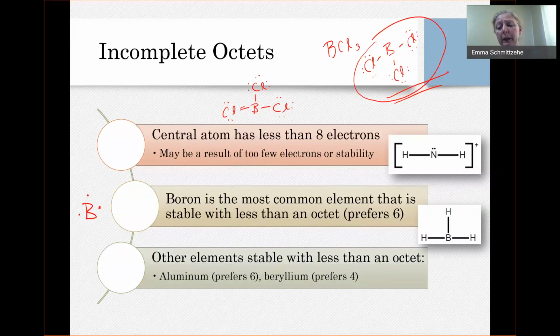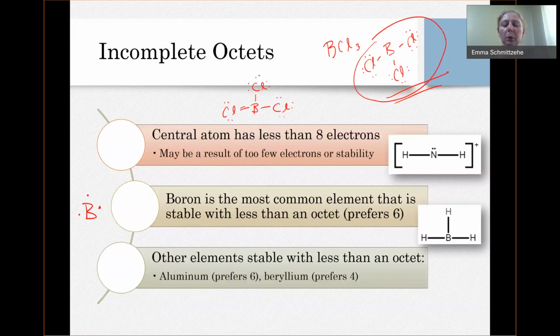And then beryllium is a group 2 element, and it only has 2 valence electrons, so it generally prefers to form 2 bonds, thus having only 4 electrons. Now those two you generally don't run across a lot in general chemistry. If you moved on to organic, you might run into situations where this happens.